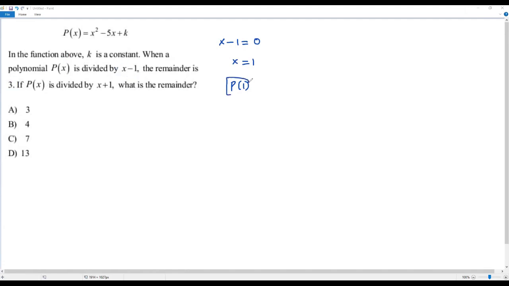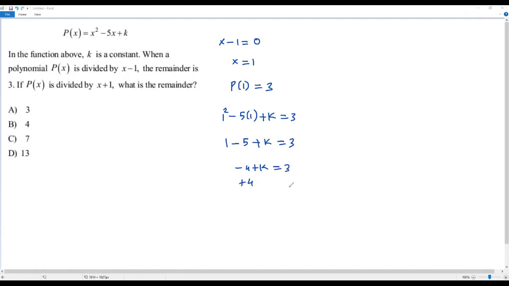So this P of 1 must be equal to 3, because it's the remainder when P of x is divided by x minus 1. Now, to get the value of P of 1, we plug in 1 for x in the expression we have for P of x. Then I'm getting 1 squared minus 5 times 1 plus k equals 3. Here 1 squared is 1, minus 5 times 1 is minus 5, plus k equals 3. When I combine the positive 1 and negative 5, I'm getting negative 4, plus k equals 3.